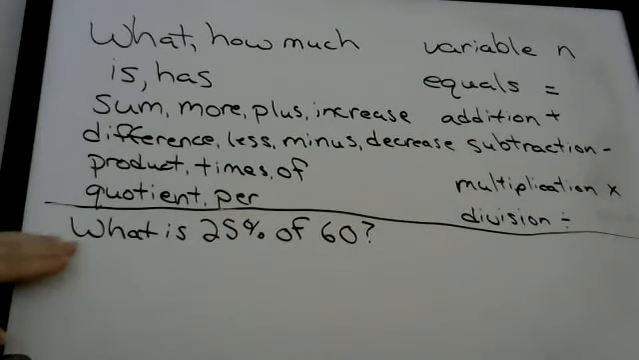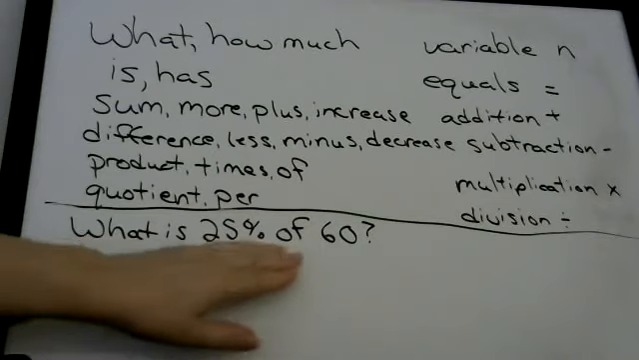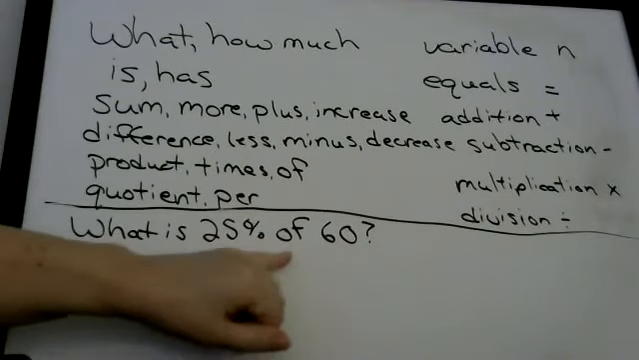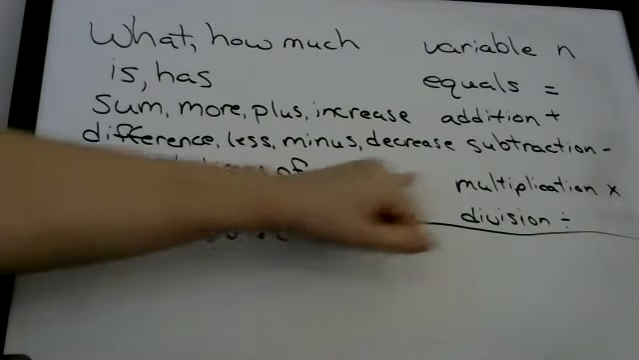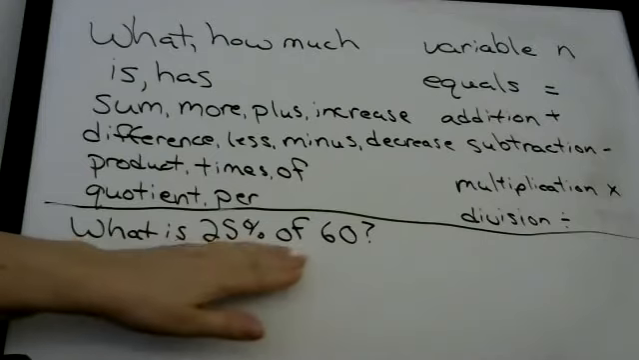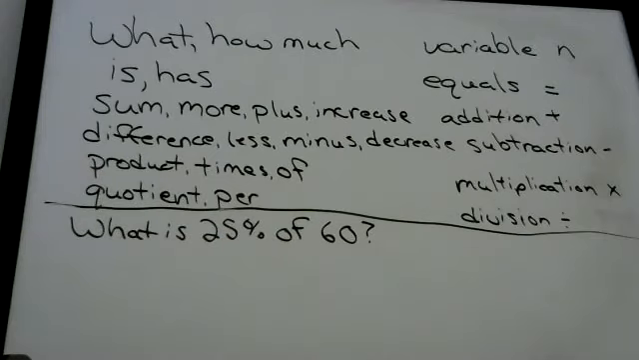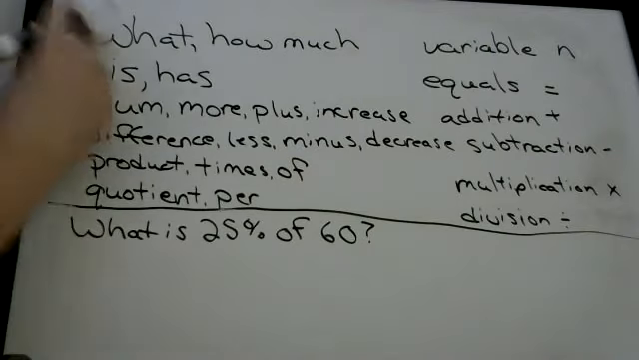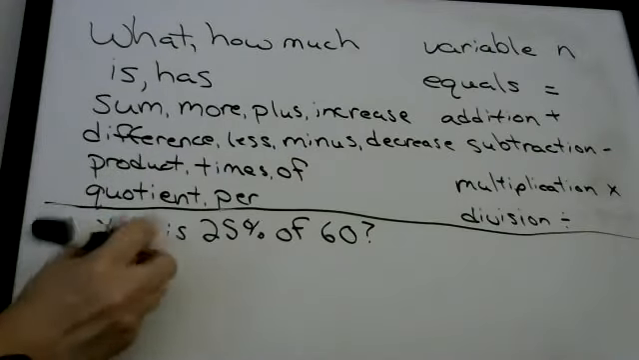In this one, it says, what is 25% of 60? Here's where it's important to remember what of means. Of means multiplication. When you see it written on the paper that says of, it's probably going to be a multiplication problem. What is, so what, that's our variable, is 25%.